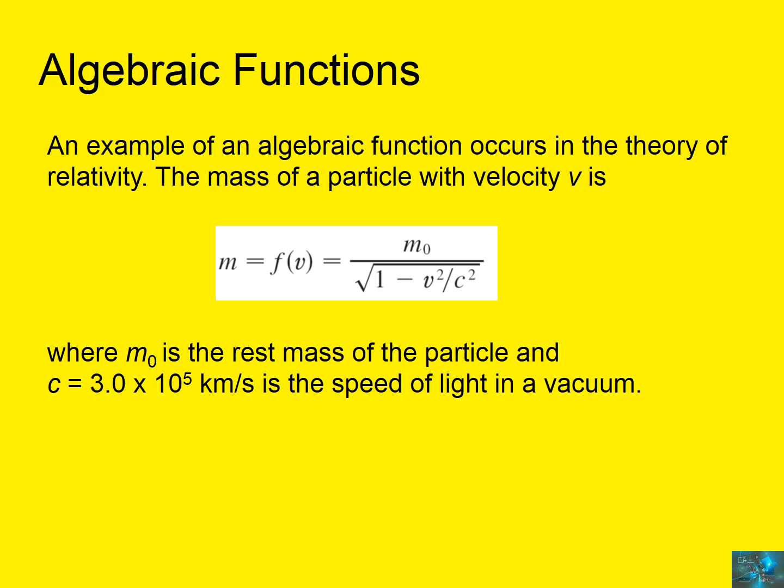An example of an algebraic function occurs in the theory of relativity. The mass of a particle with velocity v is given here. So mass here is a function of velocity v. You can see that your function here has the variable v, and then it's just a bunch of constants around it, really, and some different operations. M naught, or M null, is the rest mass of the particle, and c, which is 3 times 10 to the 5th, or 300,000 approximately, is the speed of light in a vacuum.